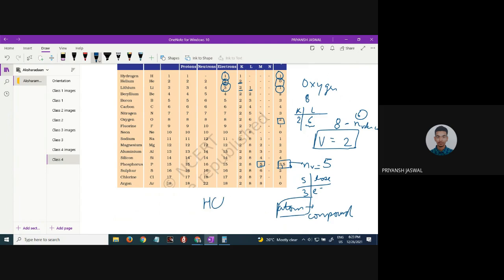Like in HCl, chlorine has gained one electron. Say NaCl, it has gained one electron. So its valency is 1 here.